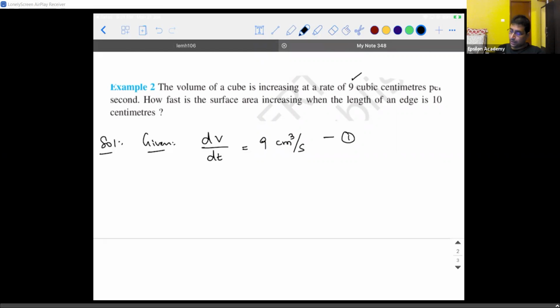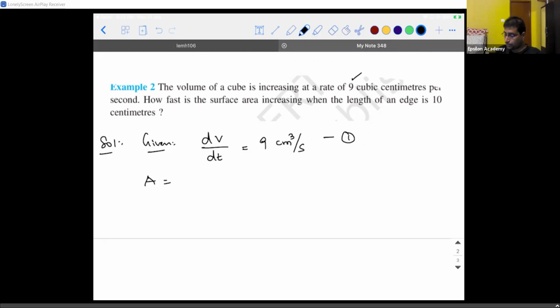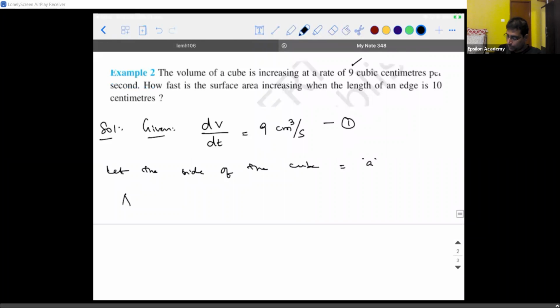Now see, given dV by dt is equal to 9 cubic centimeter per second, accepted? Yes, sir. So, surface area of a cube is how much? Let the side of the cube be a. What is the surface area of cube? They generally mention it as surface area. It is a total surface area. Is it not 6a square?